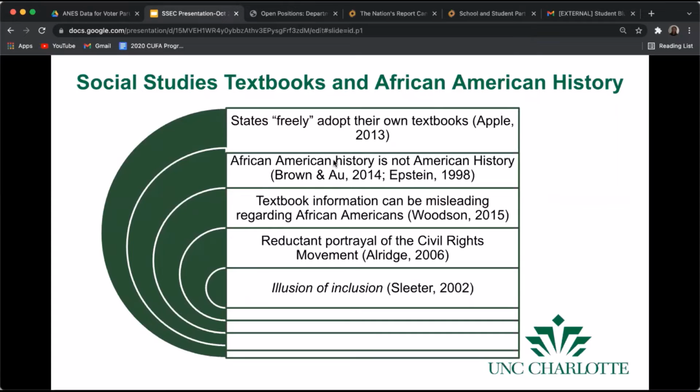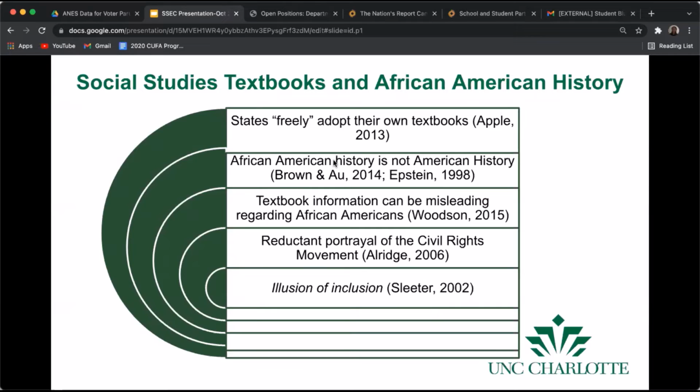Now looking at social studies textbooks and how that aligns with African American history. As stated before, there are limited regulations on social studies textbook development, which allows states to freely adopt their own textbooks. Again, African American history is typically taught when it benefits or is in conjunction with the larger narratives of American history. Loewen 2017 indicated that African American history is typically taught in about 4 timeframes: the mid-19th century, which is slavery and anti-literacy laws, the Reconstruction era, post-Brown versus Board of Education, or today within the 20th century.